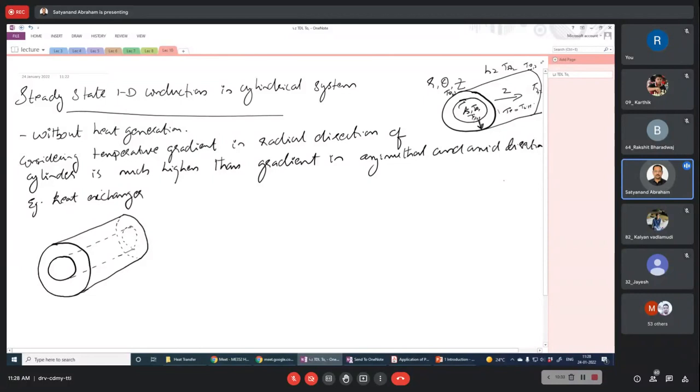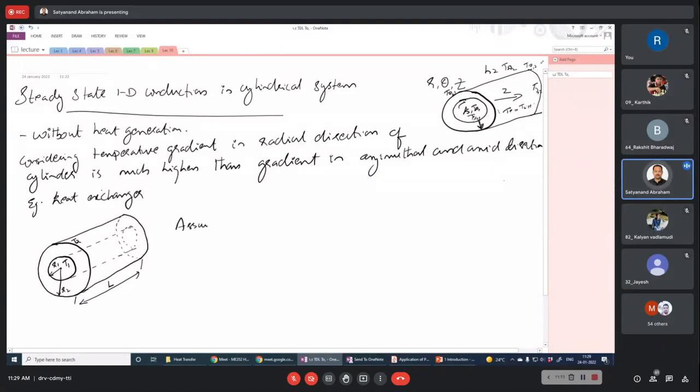We are considering a hollow cylinder here. We will see why we are considering a hollow cylinder; first of all, it is of engineering importance. Its radii are R1 and R2, and the internal and external surface temperatures we can call T1 and T2. T1 is constant throughout, T2 is constant throughout, and we are considering the length of the cylinder to be L.